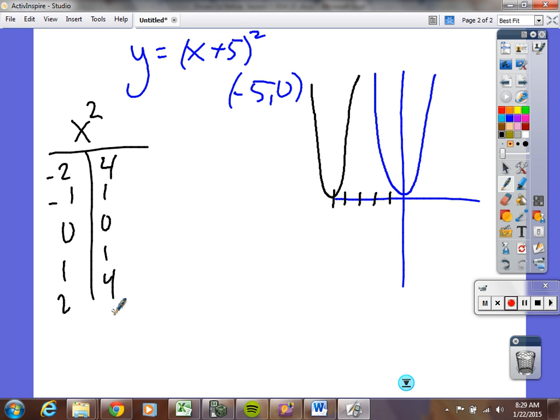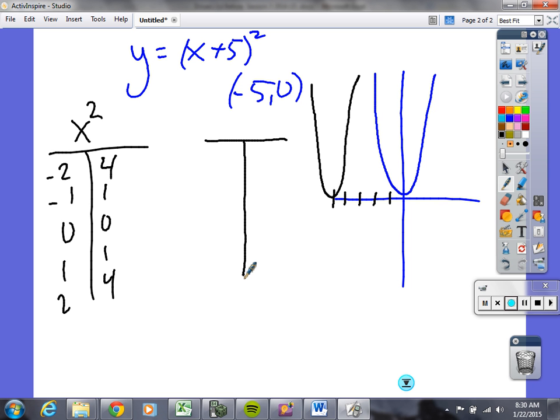Correct? Is everybody there with me? Now, what I'm going to do is show you this. What happened from this point to this point? Which way? It went left 5. So notice, watch this. I'm going to move all these points left 5. Okay? Does that make sense to you?